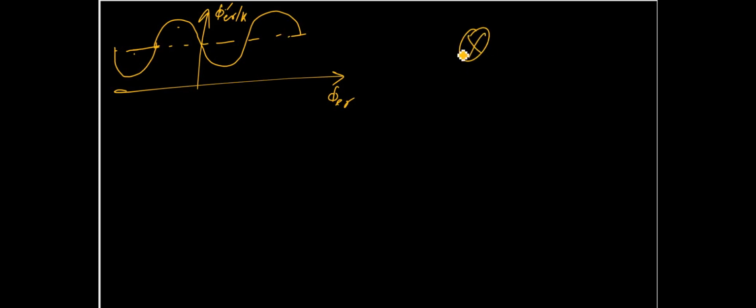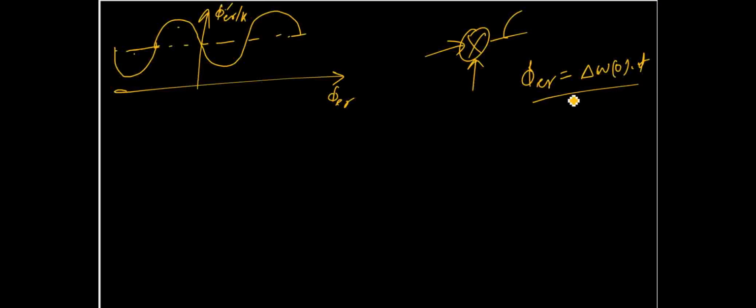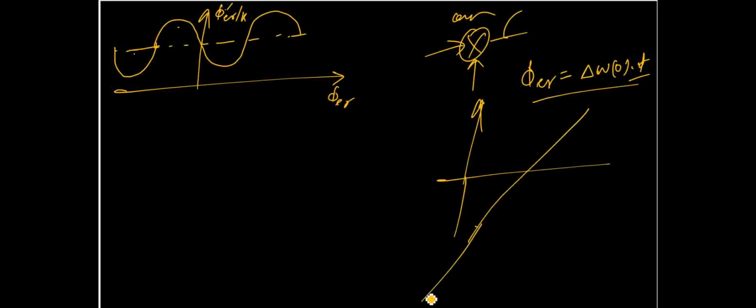One more thing: if I take this PD alone, your phase error is equal to delta omega 0 times t. This gives the frequency error, then you can calculate the phase error. This equation means it is an open loop. So if you increase t, your phase error will increase linearly. Here it is the phase error, and this is t.